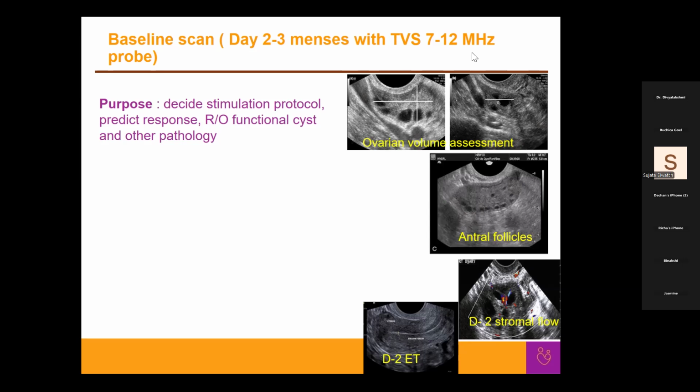So, a day two scan. Cycle monitoring starts with the day two or day three of the period, and the purpose is basically to decide the stimulation protocol, to predict the ovarian response, and to rule out any functional cyst and other pathology.